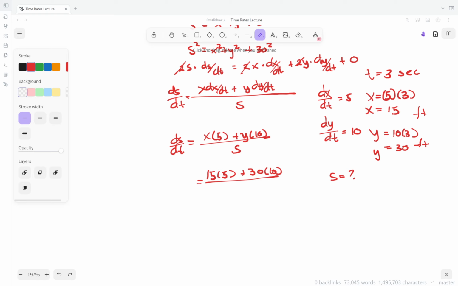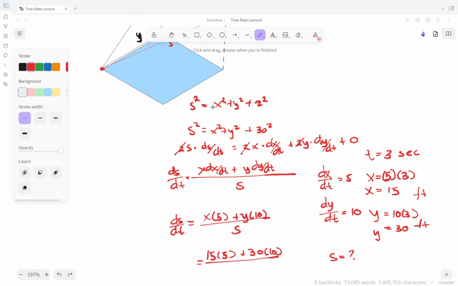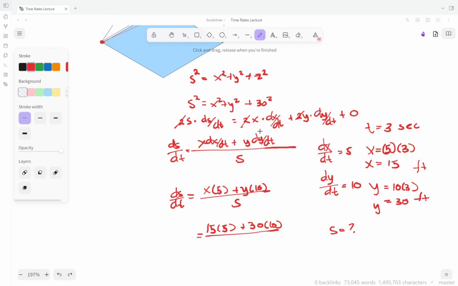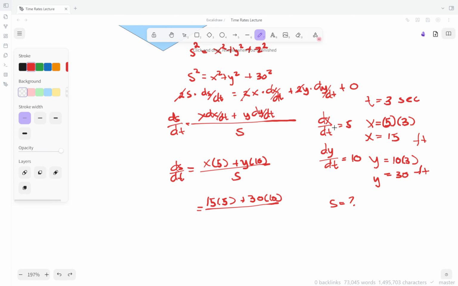Now if you think about this, we don't have a value for s yet because we don't have the rate of s, since that's the value we're looking for. But luckily for us, we established the equation earlier that s squared is equal to x squared plus y squared plus 30 squared, so we can find s from that. For that, all you need to do is take the square root of the right side of the said equation.